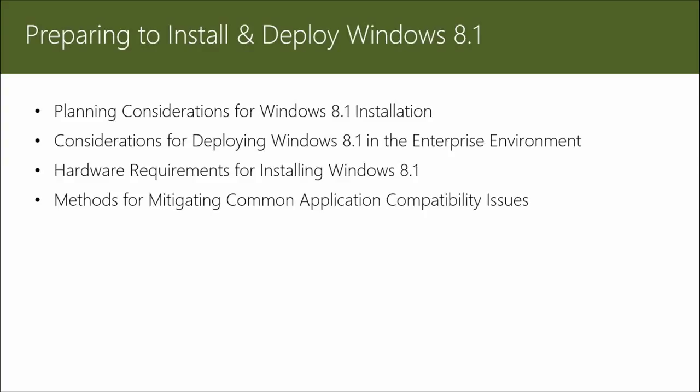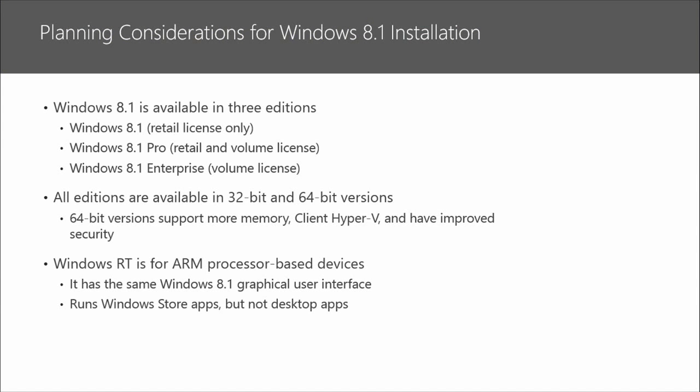Okay, so let's get into the first section then, preparing to install and deploy Windows 8.1. This is the preparation section, so let's get to the first slide with content here. Some planning considerations: be aware of the 3 editions of 8.1. You've got Windows 8.1 Retail or just regular, then you've got 8.1 Pro, and you've got 8.1 Enterprise. And we'll see on the next slide the differentiating factors between the different editions.